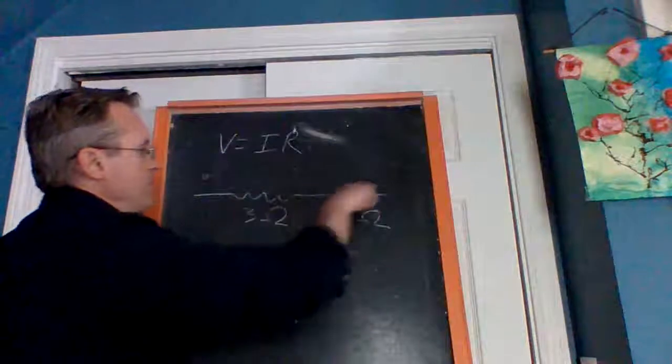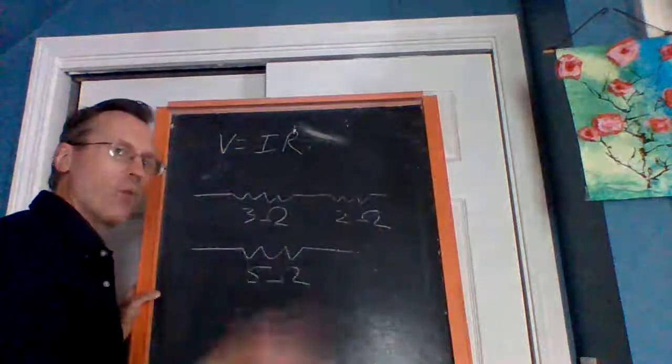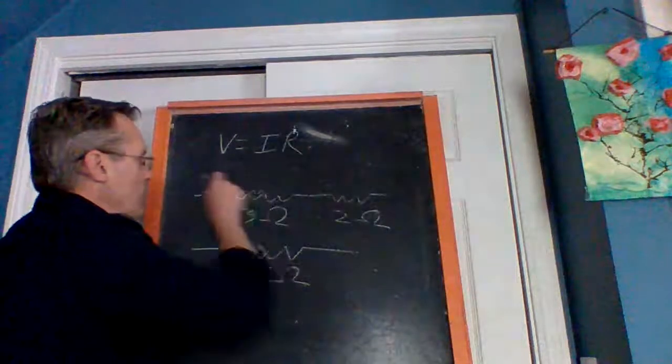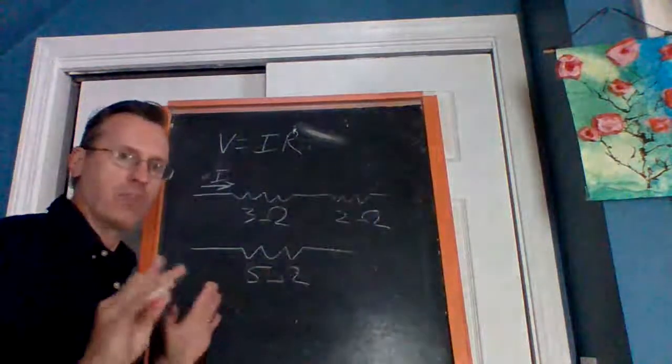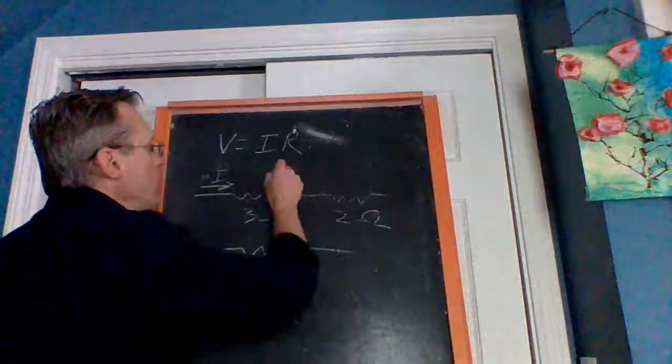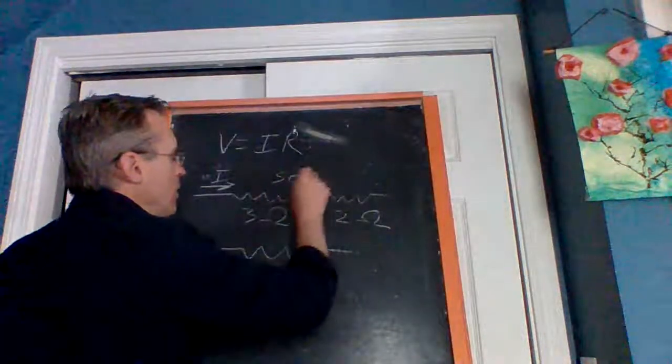When you have resistors hooked up in such a way that the current I has to go through both of them, it has no choice but to go through both of them, we say that they are hooked up in series.